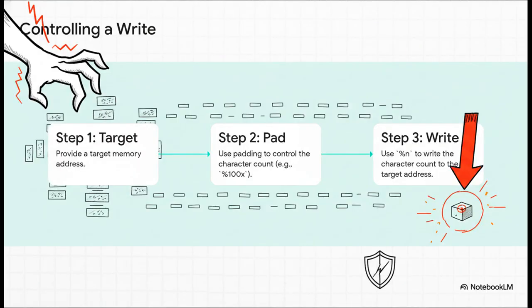So, you might be asking, how does an attacker control what gets written? It's actually a clever trick. It's all about controlling how many characters get printed before the %n shows up. They use a feature called padding to say print exactly 100 characters. Then they stick %n at the end and boom, the number 100 gets written to any memory address they want. It's like setting a counter and then saving the final tally wherever you choose.